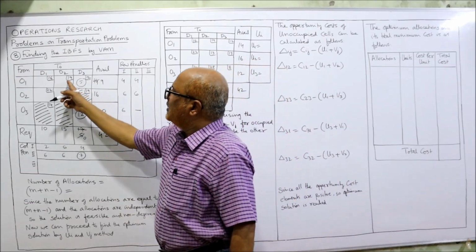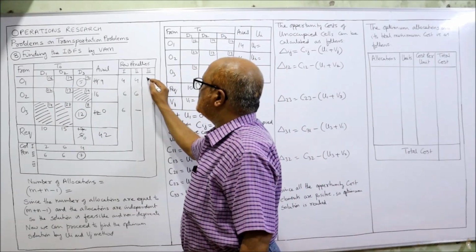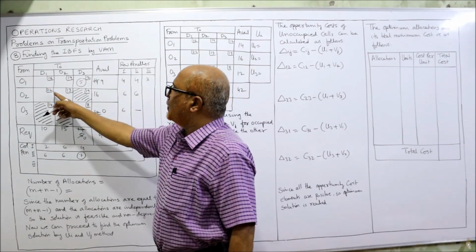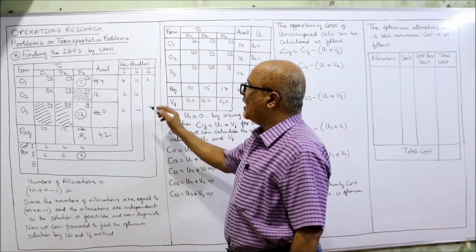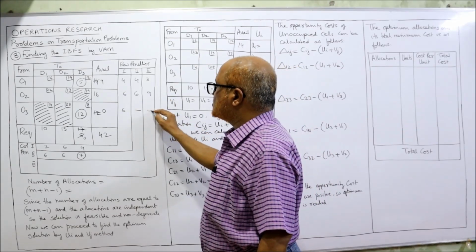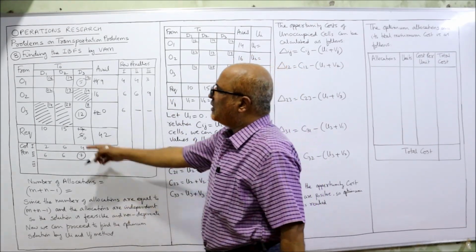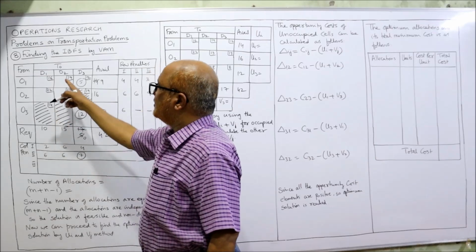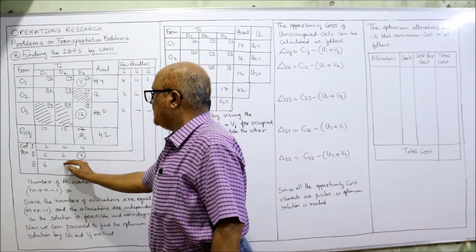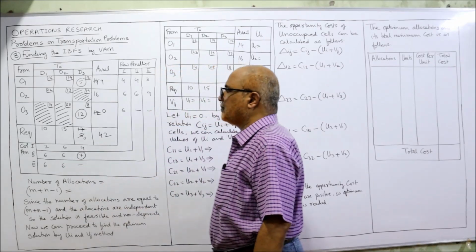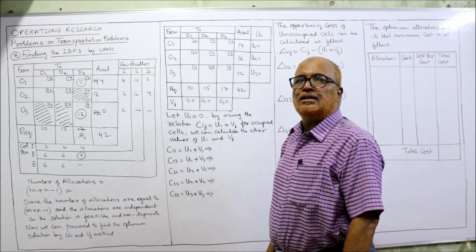The next penalty 19 minus 16 is 3. This is 22 minus 13. So 7, 8, 9. Here it is exhausted, blocked. Here 22 minus 16 is 6. 19 minus 13 is 6. This is dash. So third penalty, what is the highest penalty?